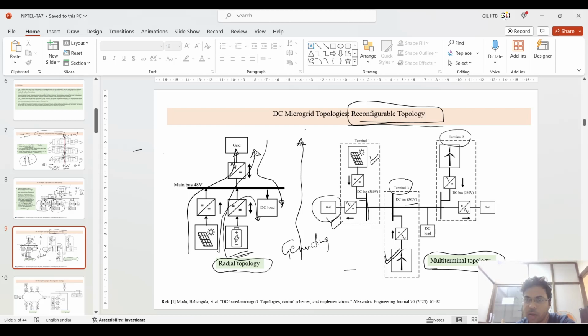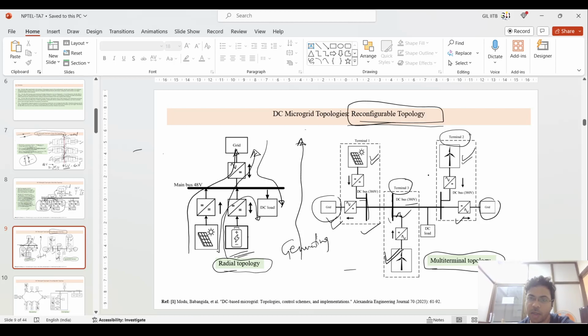Coming to terminal 2, if you see another terminal, a wind turbine is also connected, and you have a grid connected at this. So you have multiple terminals at this multi-terminal topology. So if you want to disconnect a certain terminal, you can disconnect that also. So these are the reconfigurable topology.